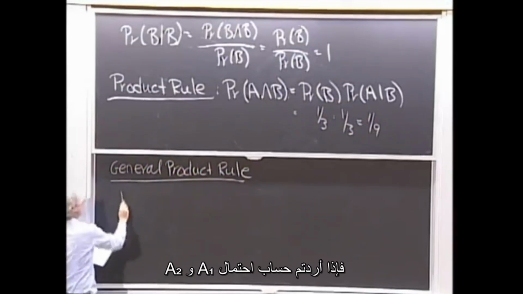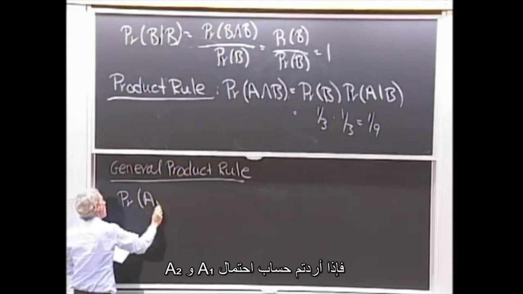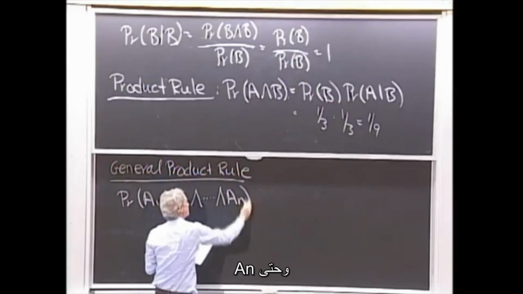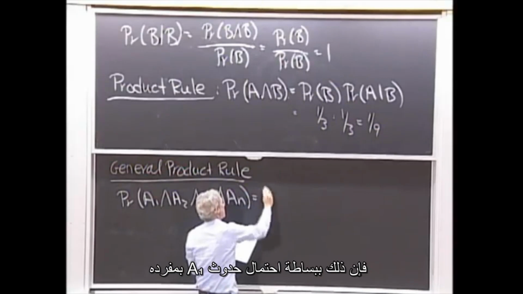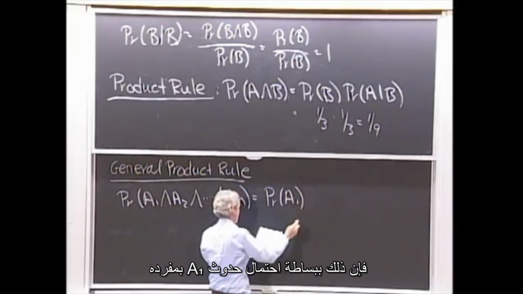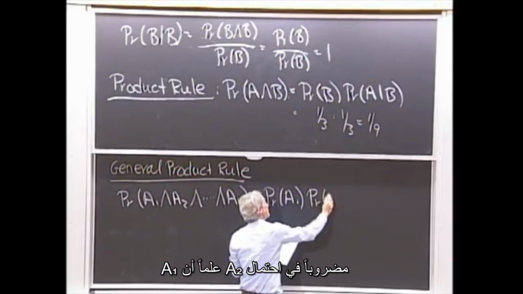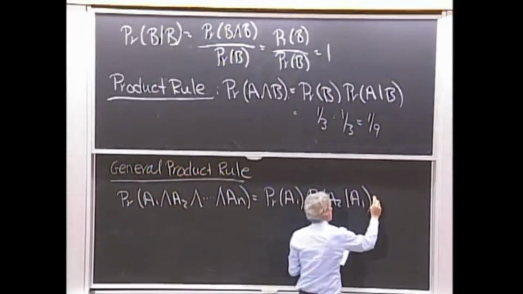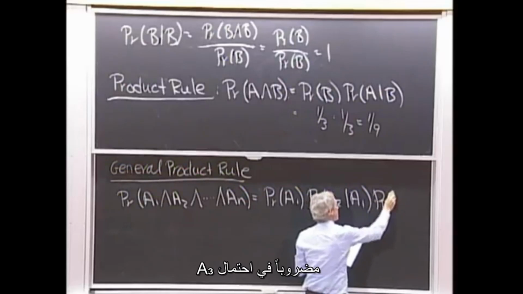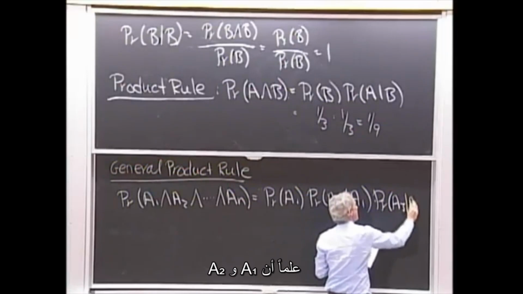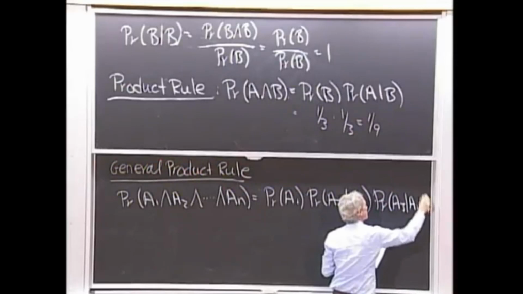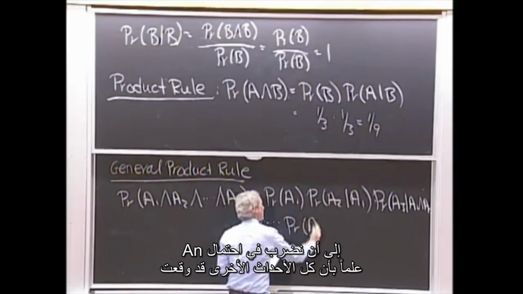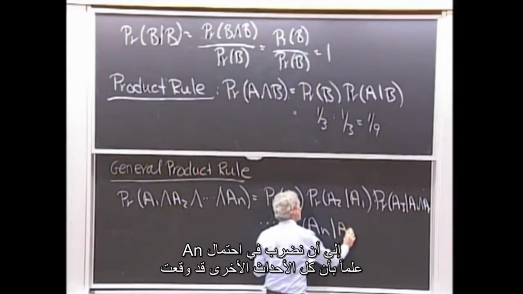So if you want to compute the probability of A1 and A2 and all the way up to An, that's simply the probability of A1 happening all by itself, times the probability of A2 given A1, times the probability of A3 given A1 and A2, dot, dot, dot, times finally the probability of An given all the others.